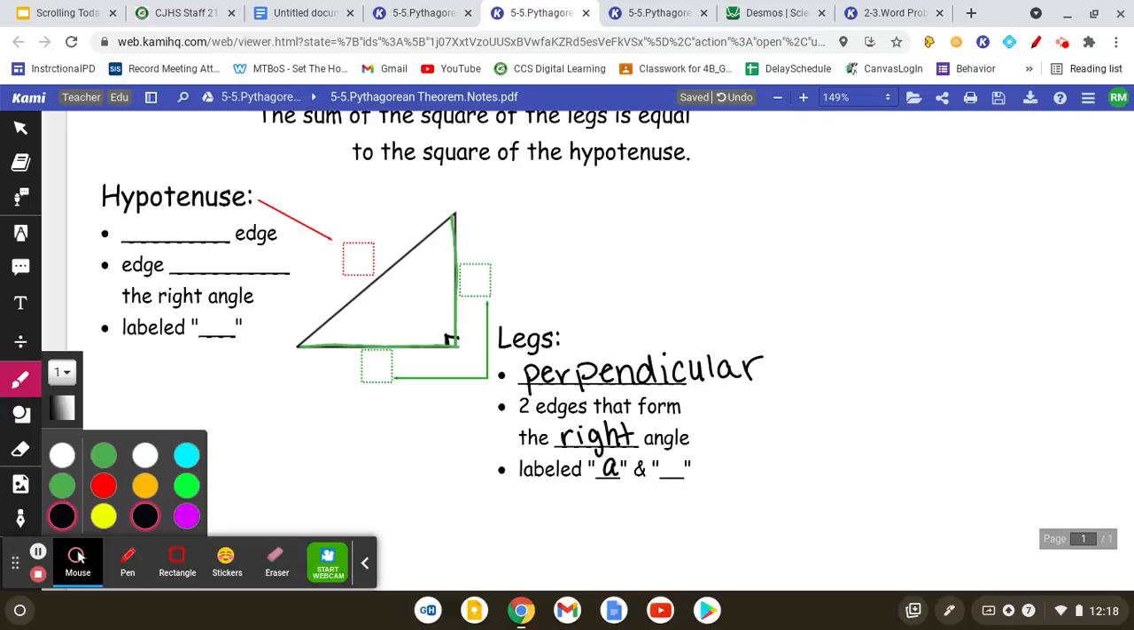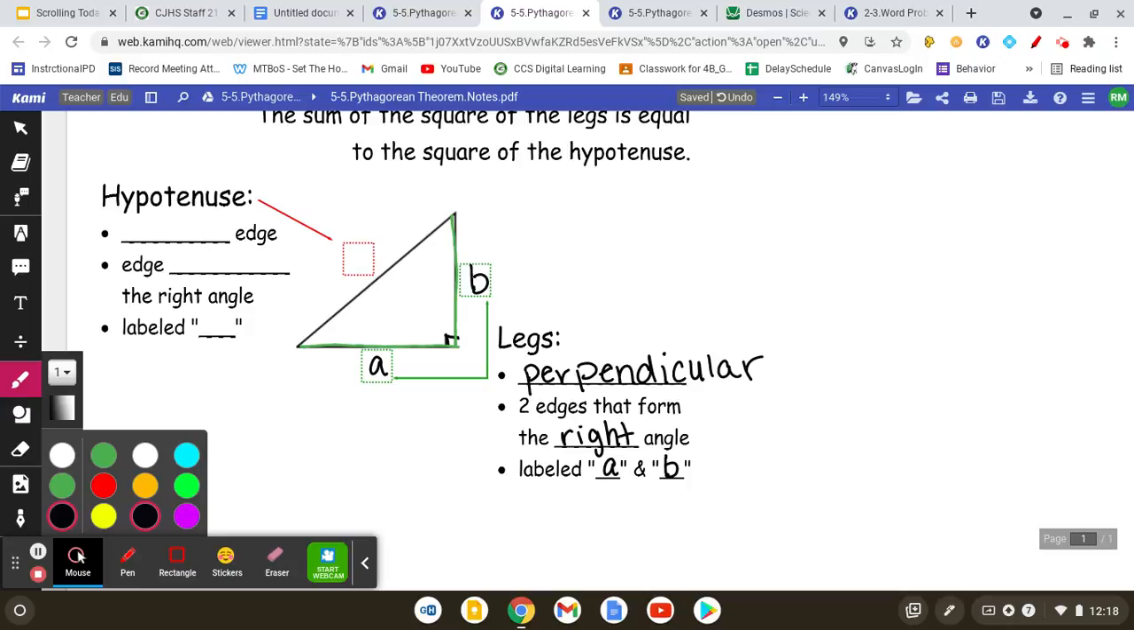And with the Pythagorean theorem, before I give you the Pythagorean theorem, we always label the legs A and B. I mean, you could label it with whatever, but most typically you will see A and B. It doesn't matter which leg you label A or which leg you label B, but you need to label them A and B. Okay, so those are the legs.